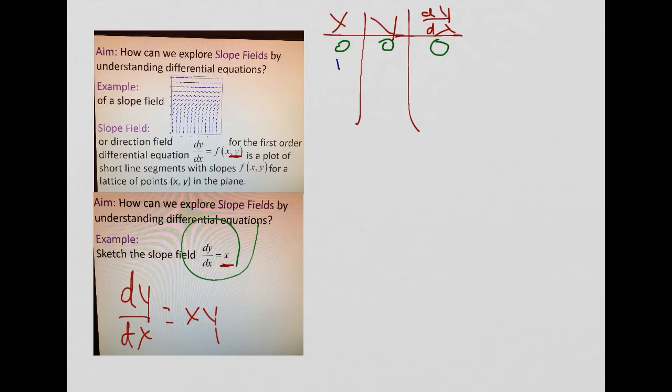Next, let's say I make x 1. I can keep y as 0. Then dy over dx is 1. Okay, let's change some more. When x is 2, I can keep y 0. dy over dx is 2. Okay? And I can keep going.